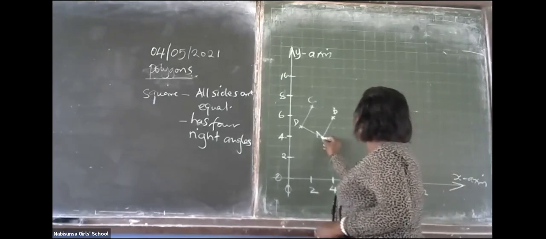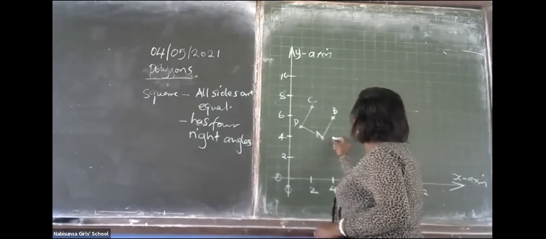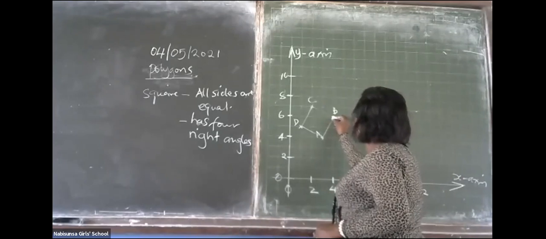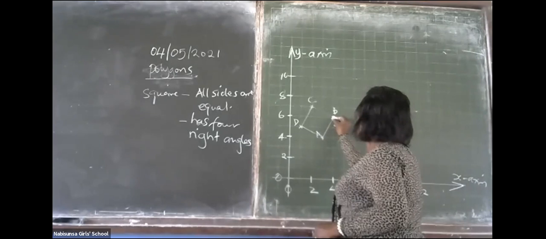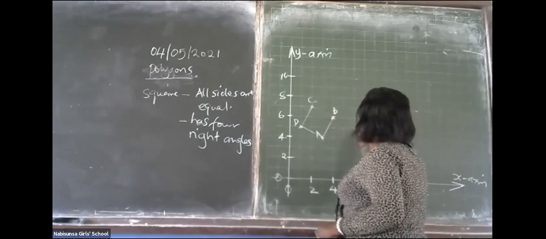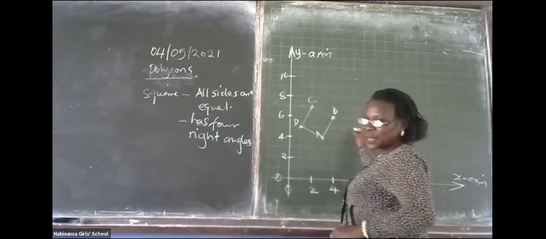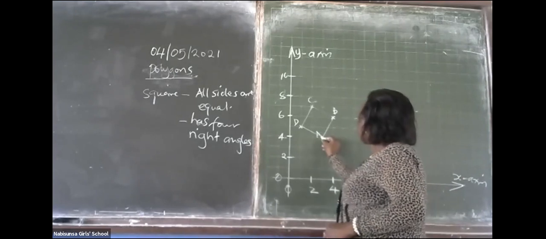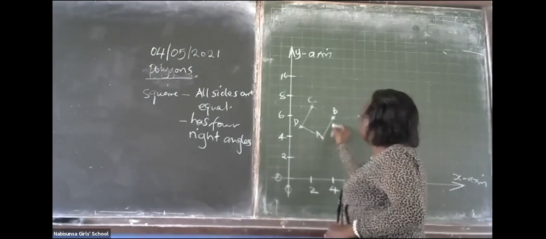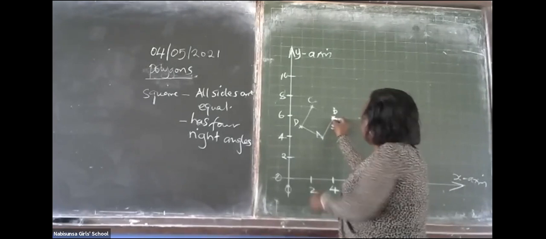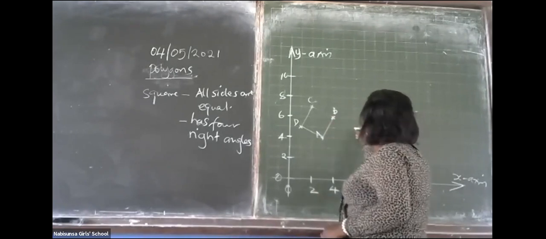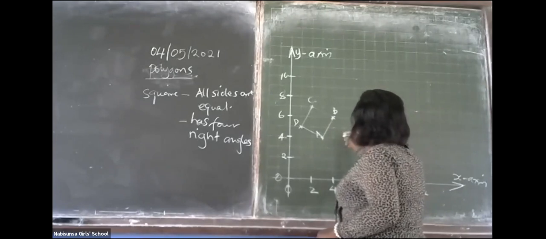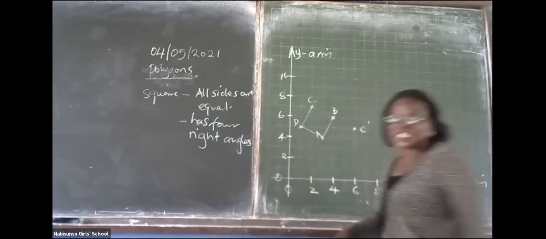We have 1 step across, 2 steps upwards. Then we shall make 2 steps across, 1 step downwards. Are you getting it? Here we made 1 step across, 2 steps upwards. Then we shall make 2 steps across and 1 step downwards. We locate the possible position of C.